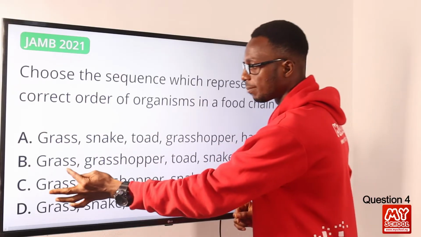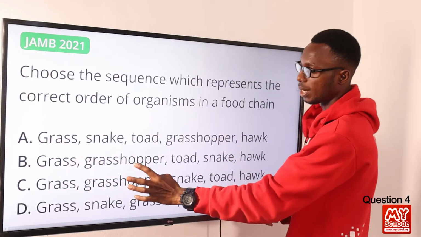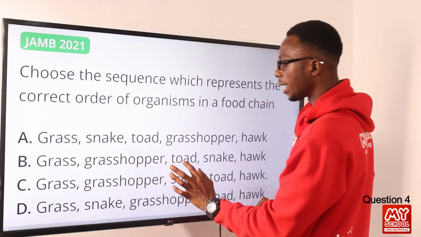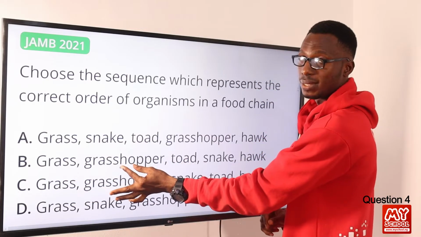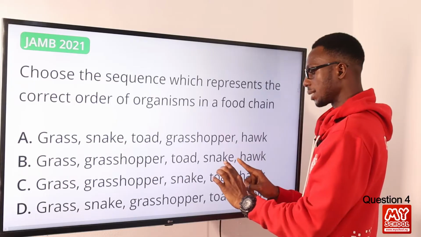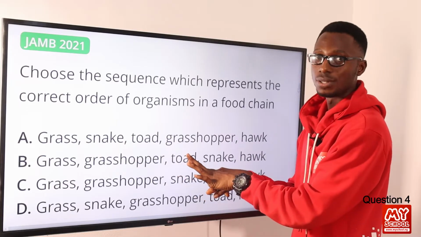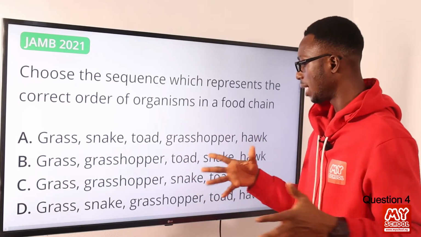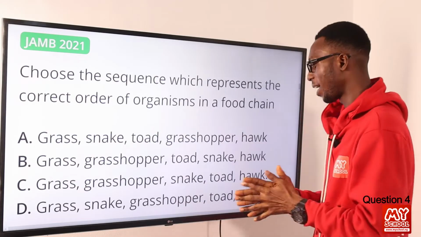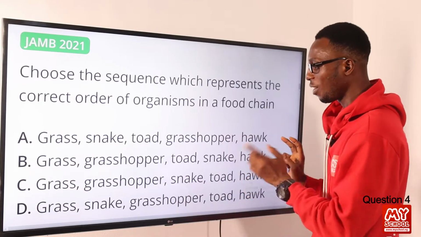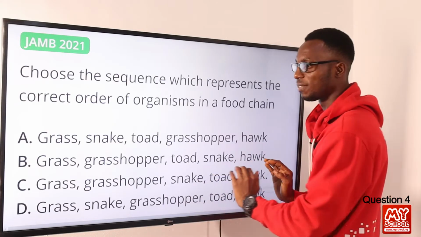We have the grass to grasshopper. So the grasshopper feeds on the grass. Then we know that toad actually eats insects, right? Grasshopper. Then we know that snakes actually eat toad, right? And as well snakes also eat other snakes. All right, so then we know that hawks, eagles feed on snakes. So this is very good.